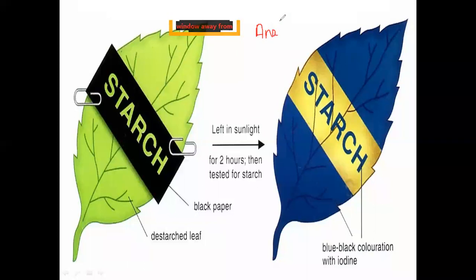I'm going to repeat it, and pay attention to this, please. Analyze, you can say: after placing the green leaf in sunlight for 2 hours and covering part of the plant by black paper, after 2 hours, we did iodine test. Only the part that was exposed to sunlight shows dark blue color, while the part that was covered by the black paper shows yellow color. This is only analyze.